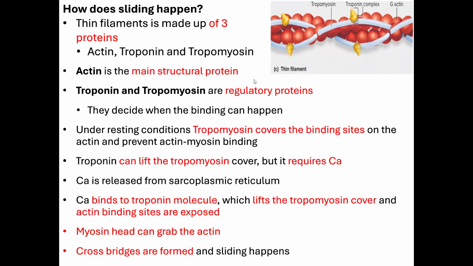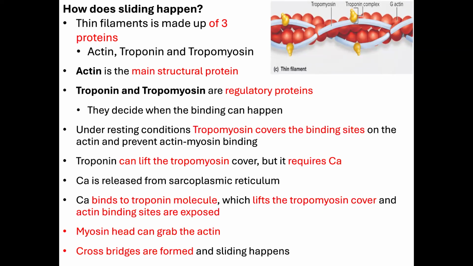So when a muscle is relaxed, or when there's no contraction happening, the regulatory proteins, troponin and tropomyosin, the tropomyosin covers the binding sites. The actin and myosin have to bind to each other in order for that sliding to happen. So normally, when a muscle is not contracting, the binding sites are covered by the tropomyosin. So something has to happen to make that cover move. The tropomyosin cover has to be removed. And the key for that is calcium. So that's why we said calcium is very important for muscle contraction.